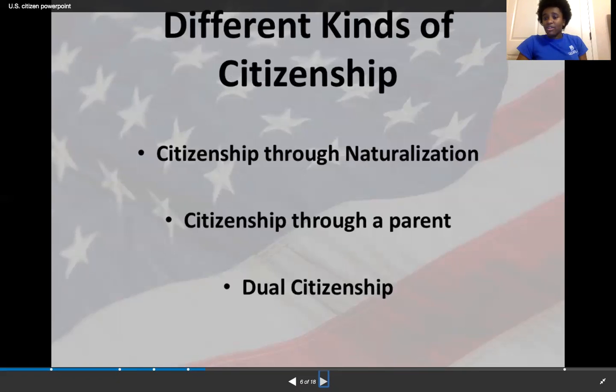Like I said earlier, one of the objectives was that there's different kinds of citizenship. So there's citizenship through naturalization, citizenship through a parent, and then dual citizenship.